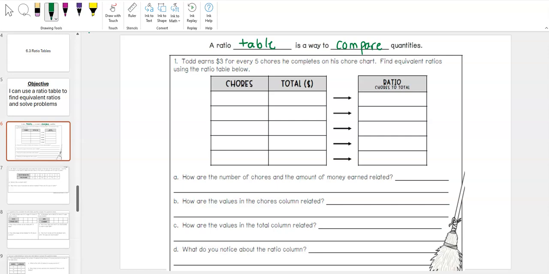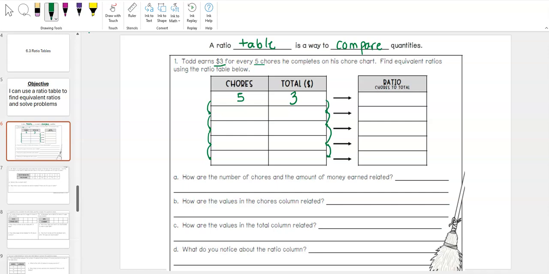So in order to fill in a ratio table, you take the information that is given and fill it into our table. So we have chores on the left, so that's going to be 5, and $3 on the right for our total. And then to fill in our ratios as we work our way down, we're basically going to skip count by 5s in our chores and skip count by 3s in our total. Because I'm basically adding groups of these ratios.